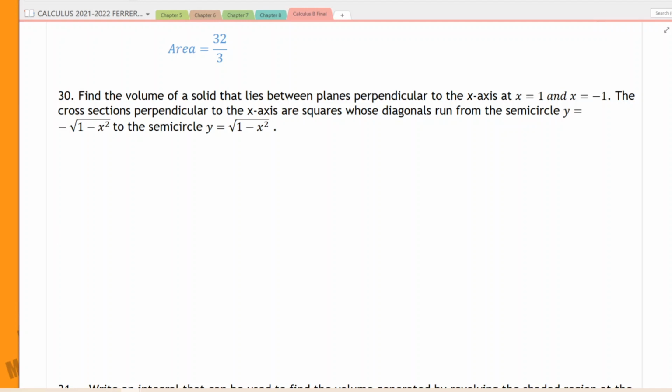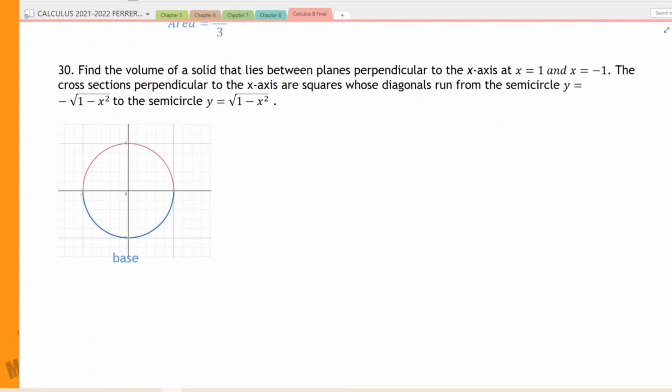The cross-sections perpendicular to the x-axis whose diagonals run from the semicircle negative root 1 minus x squared to the semicircle root 1 minus x squared. So this is a little weird sounding, but we'll try to talk you through what's going on here. The first thing I like to look at is the base of the solid.